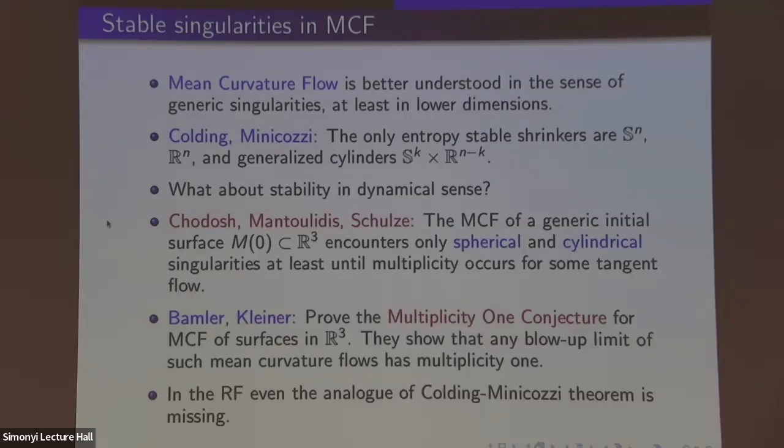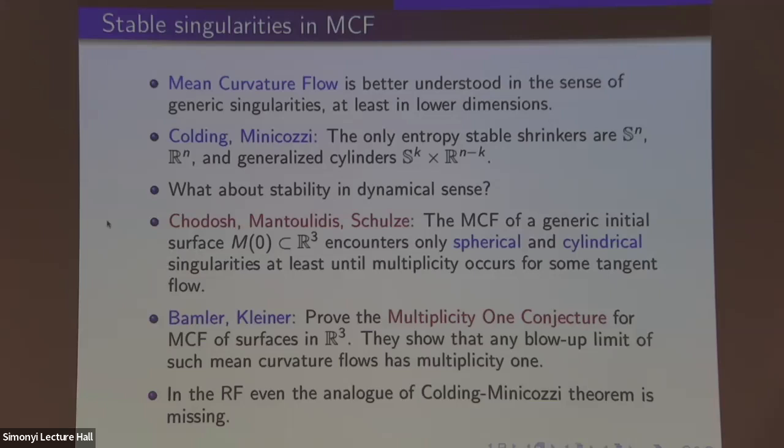So we can now erase this sentence, at least until multiplicity occurs for some tangent flow, because very recently Bamler and Bruce Kleiner proved an amazing result. They proved the multiplicity one conjecture for the mean curvature flow for surfaces in R^3, and they showed that any blow-up limit has to have multiplicity 1. So this means that, at least in these lower dimensions, generically all singularities are either spheres or cylinders. And you would like to have something like that in the Ricci flow.